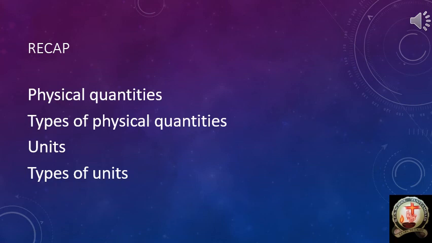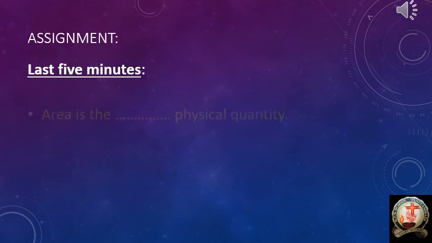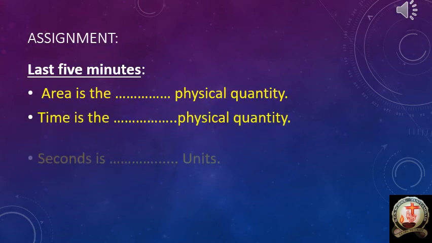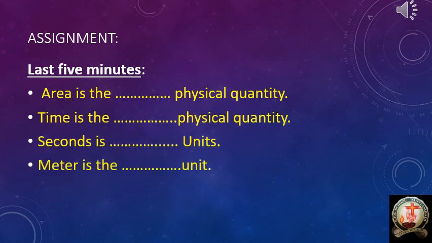Now the third topic is units. A unit is a standard quantity of any physical quantity. And the last one is types of units. There are 2 types of units, that is fundamental units and derived units. I hope all of you understood today's class.